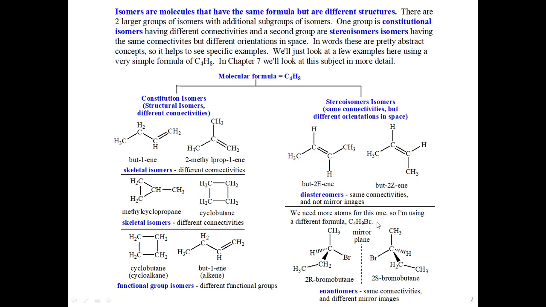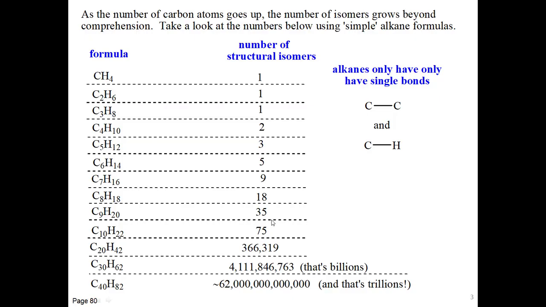I had to use a different formula to generate the last category here. So if you look at these two molecules and think of this as a mirror plane, these are mirror images. But these molecules are not the same, they're different. Okay, and we call those enantiomers. So this is a very important concept, but again, we'll talk about that in chapter 7. So I just wanted to show you some of the different types of isomers that are possible.